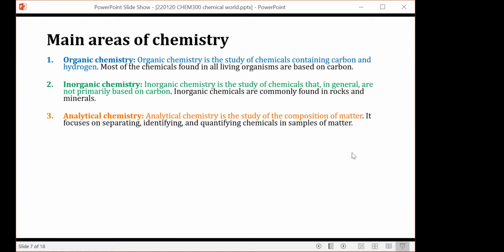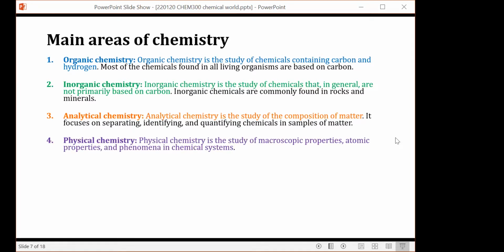Analytical chemistry is our third main area of chemistry. It's the study of the composition of matter. So if you do analytical chemistry, you're going to be focused on separating, identifying, and quantifying chemicals and samples of matter. You're taking measurements and figuring out the identities of things. If you like CSI, those types of things, that's all analytical chemistry. When somebody goes into a lab and they take a sample, they go to a crime scene, they take a sample, then they take it back to the lab and they run it on some fancy instrument to figure out what it is, that's doing analytical chemistry.